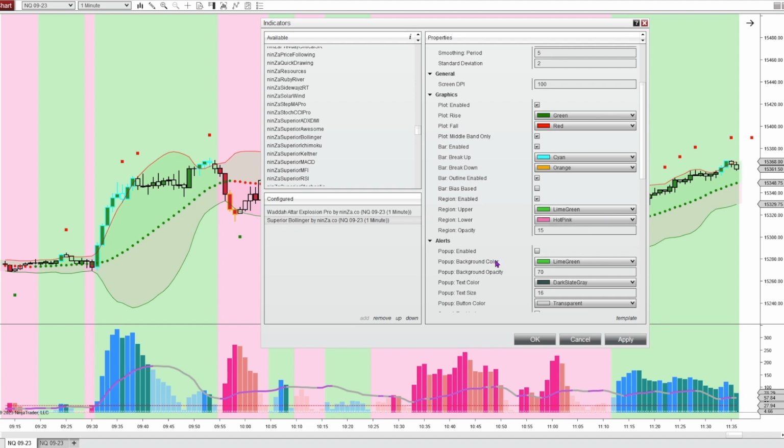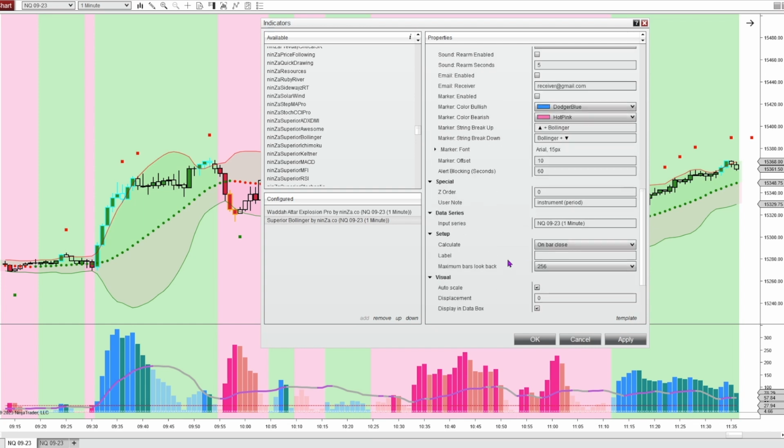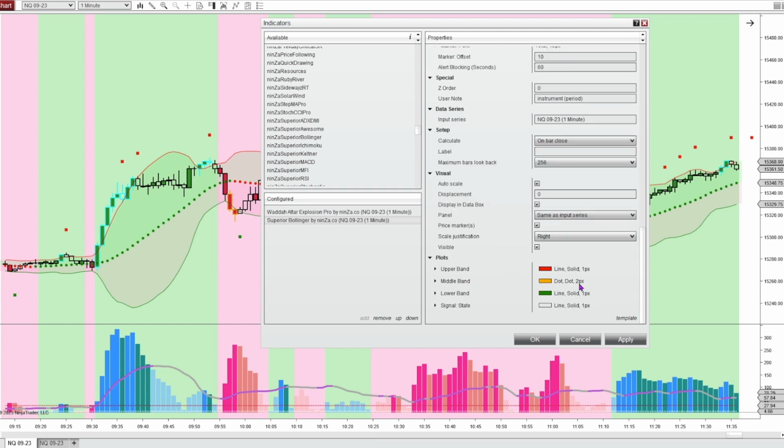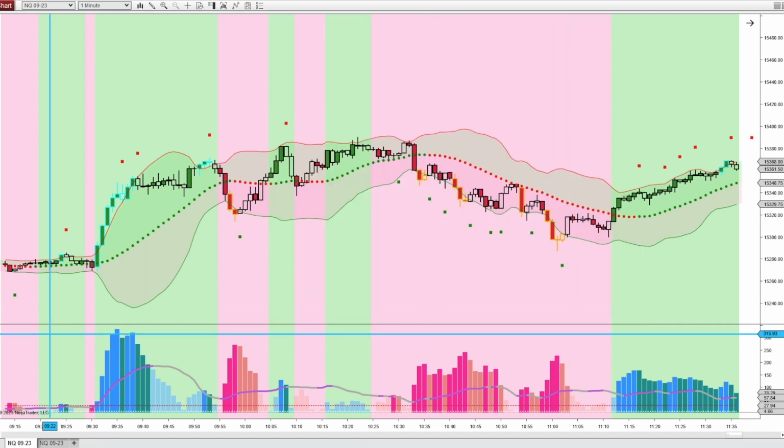Lime green and hot pink. I've disabled the marker. It's not printing any markers at all. For the middle band, I've got a 2 pixel dot, and the top and bottom bands are just 1 pixel. So those are all the settings. I can show you how I've been using this combination.